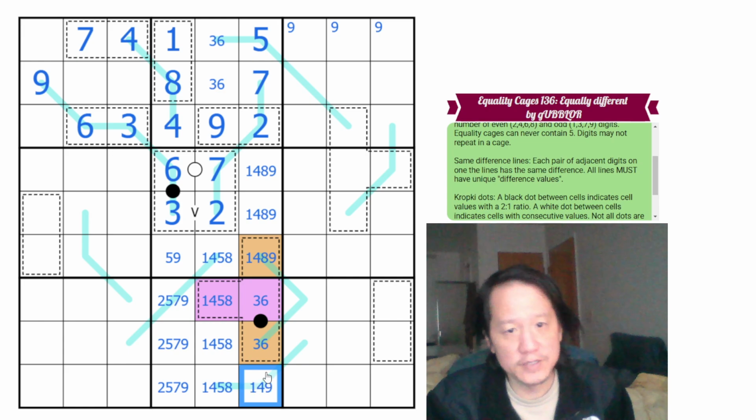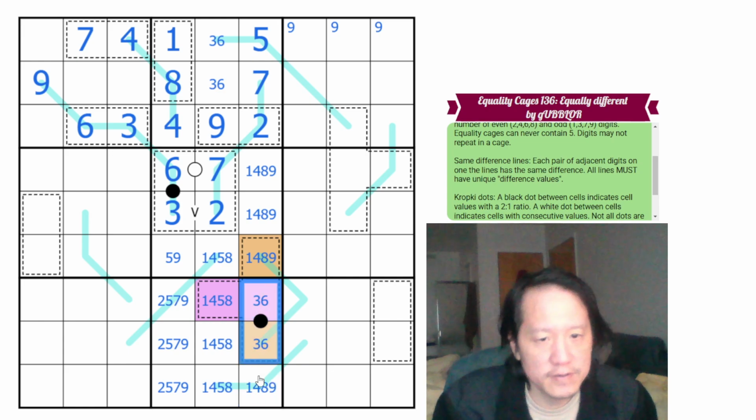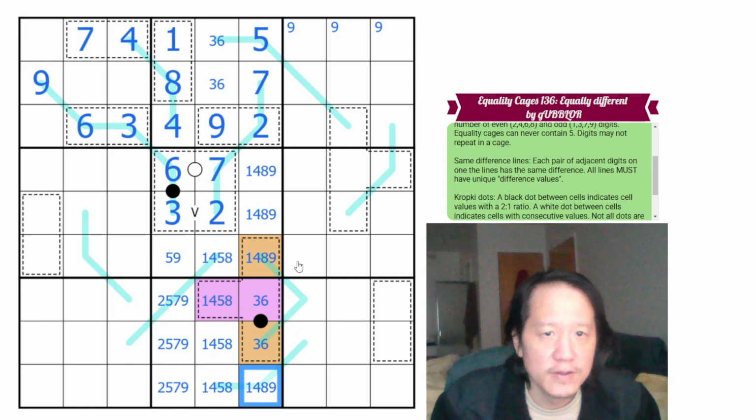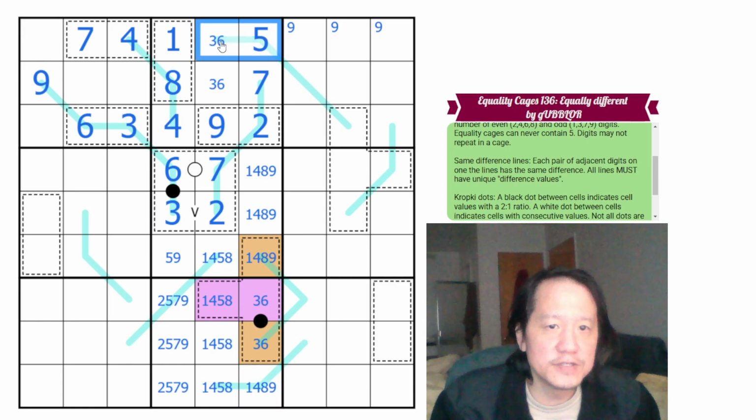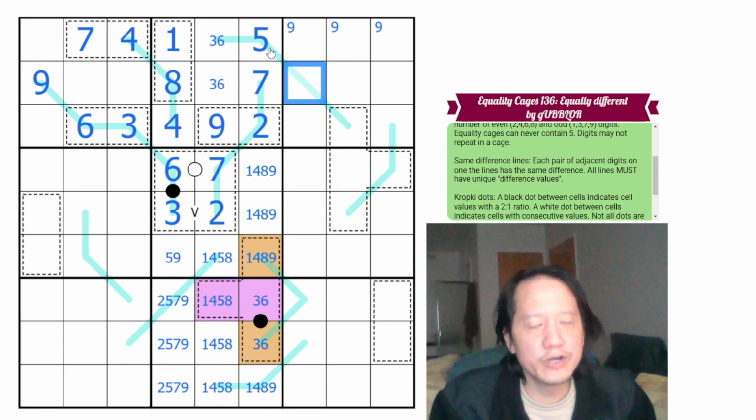Okay, so technically this could be 1 or 8. This is a difference of either 2 or 1. So this is 3 or 6. With 5, it's either 1 away or 2 away.